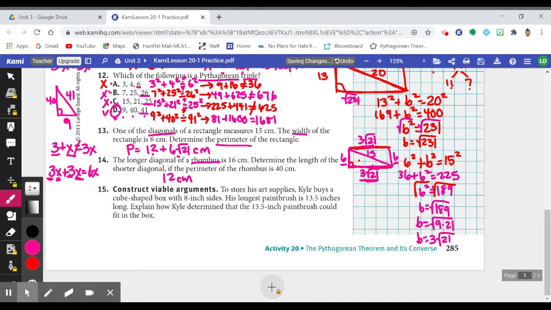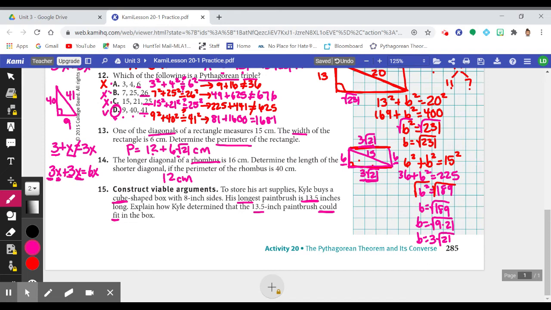Now the last one, by far the most complex one, is a very interesting and definitely an end of course type of question. Item 15 says, to store his art supplies, Kyle buys a cube-shaped box with 8-inch sides. His longest paintbrush is 13.5 inches long. Explain how Kyle determined that the 13.5-inch paintbrush could fit in the box. So they're telling us it does fit in the box.